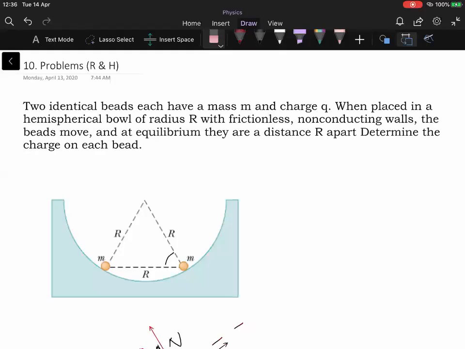So this is a question from Resnick and Halliday. This question involves the concept of making a free body diagram, that is FBD, the concept that you learned in Newton's laws of motion last year. And then you have to club in the concept of electrostatics. Make the FBD of any one of the charged particles. You have to consider electrostatic force, gravitational force, and the contact force of normal with the surface.